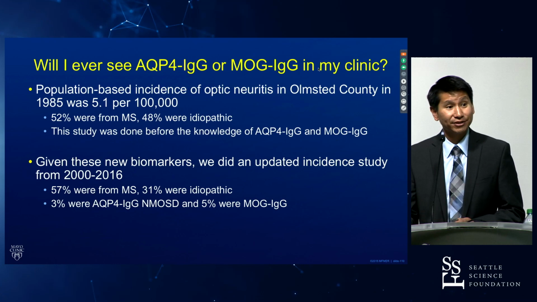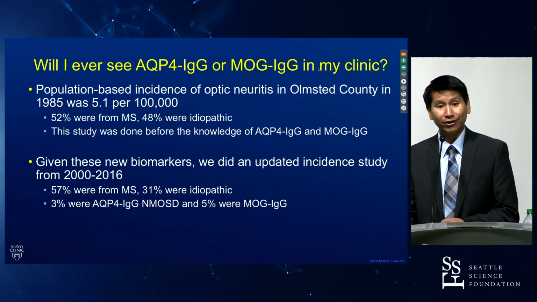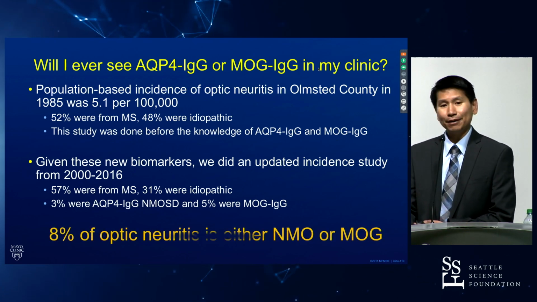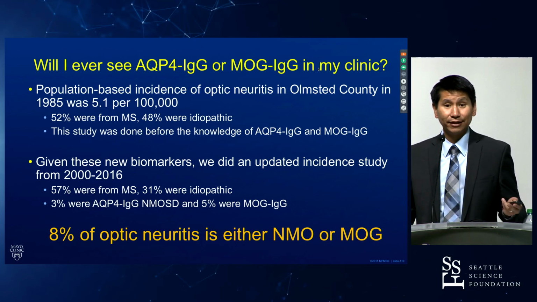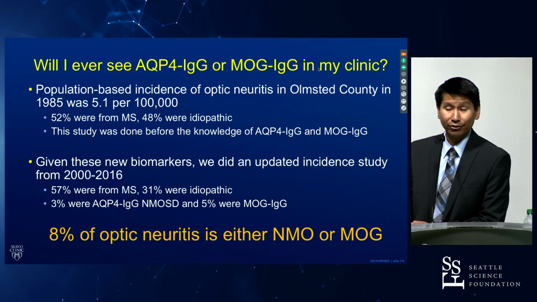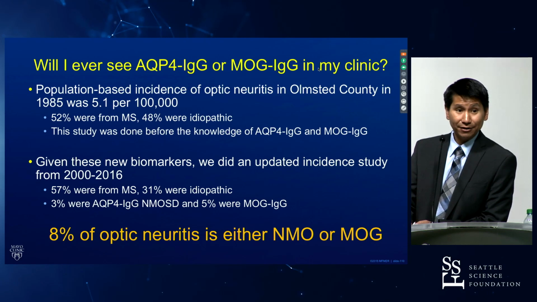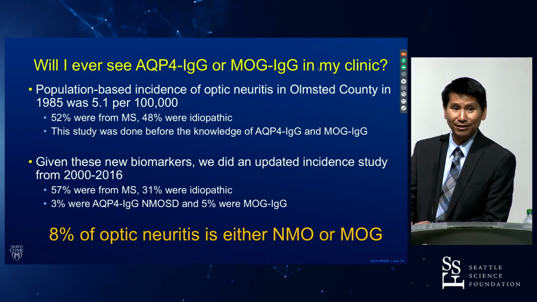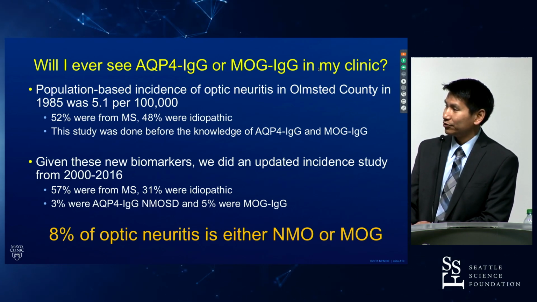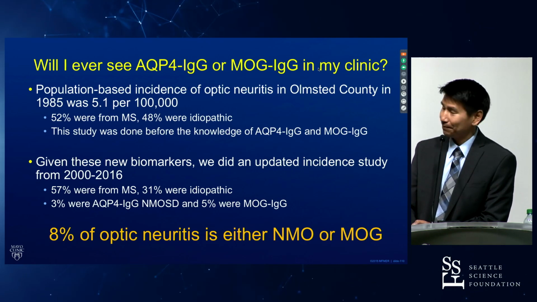And that's because 3% were aquaporin 4 and 5% were MOG, which means that 8% of optic neuritis just in a normal population will be MOG or aquaporin 4. So if you see enough optic neuritis, you're going to see some cases of this, and MOG is probably 2 times as common as aquaporin 4.